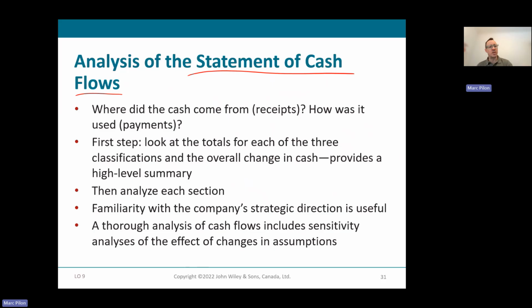So I want to answer, where did the cash come from? Where was it used? Did it come from operating activities? Did it come from financing activities? What was it used for? What did we do with that cash?